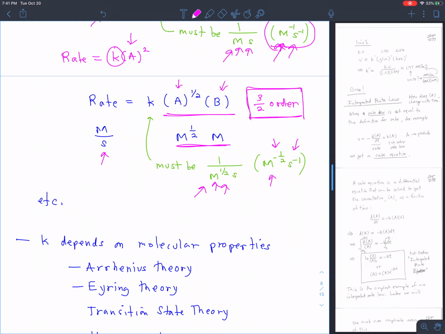But if you ever encounter a 3/2 order reaction in your future life, then you know that its rate constant has got to have these units. And again, if somebody gives you a rate constant with these units, you know that it's a 3/2 order rate law.